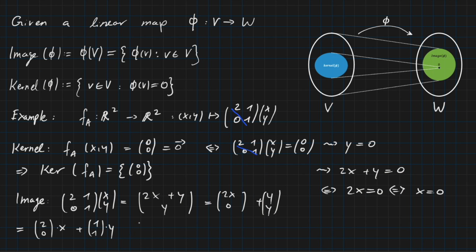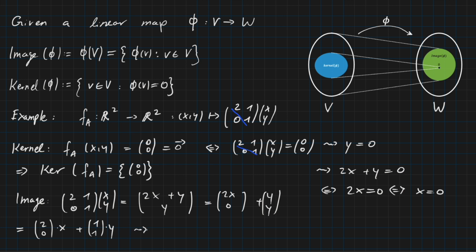So the image can be at most of dimension 2, because we are working here in R2, so the image cannot have a bigger dimension than 2. The image is part of our target vector space, and our target vector space here is R2. So the image can have at most dimension 2. As you can see here, the image is composed of 2 linearly independent vectors, (2, 0) and (1, 1).